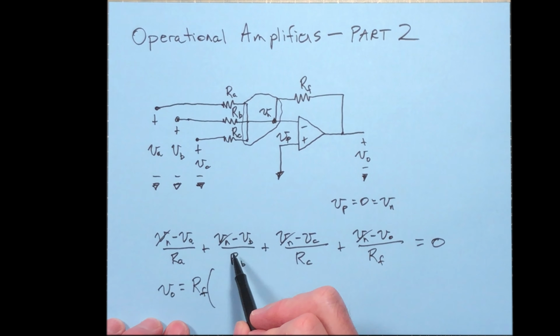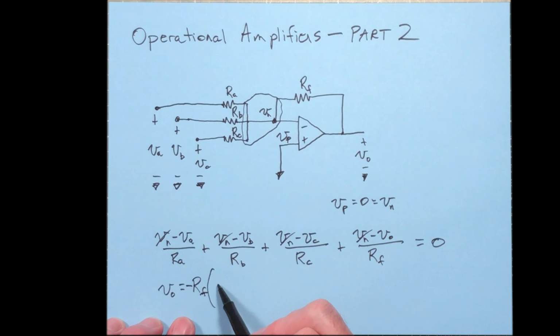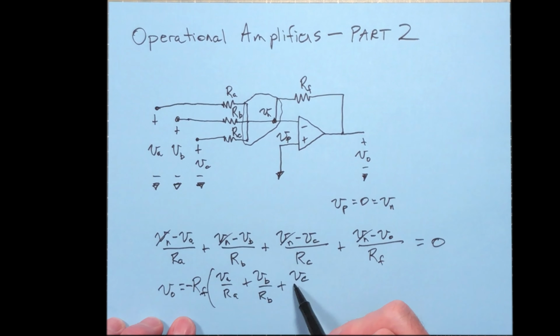So let's bring the minus sign out, and this is going to be V sub A over R sub A plus V sub B over R sub B plus V sub C over R sub C. There. Now I'm going to rewrite this in just a little bit different format.